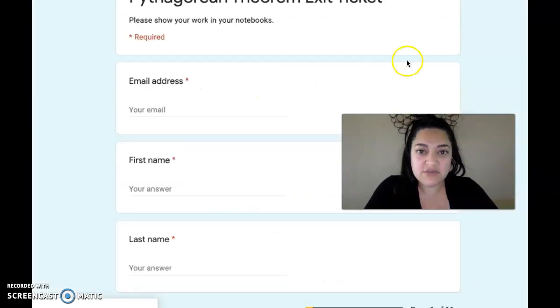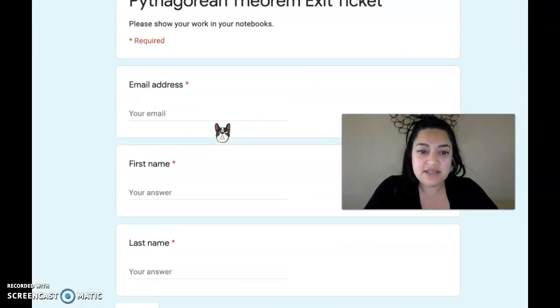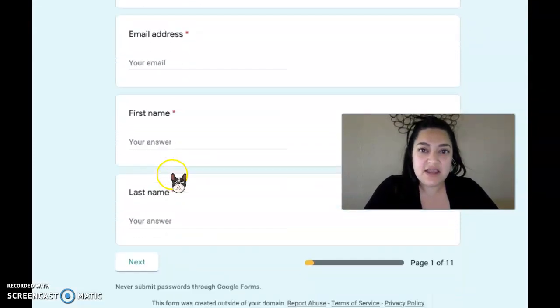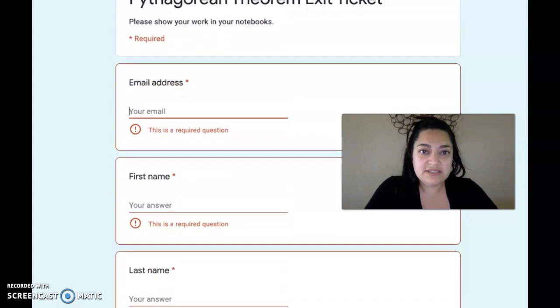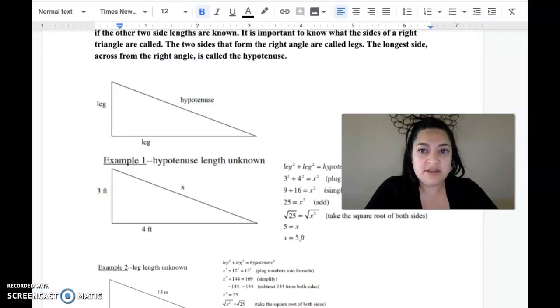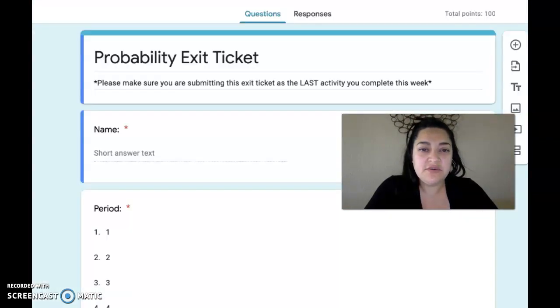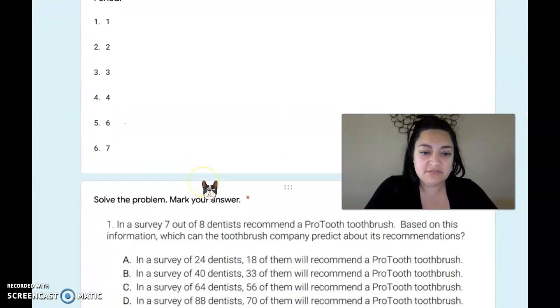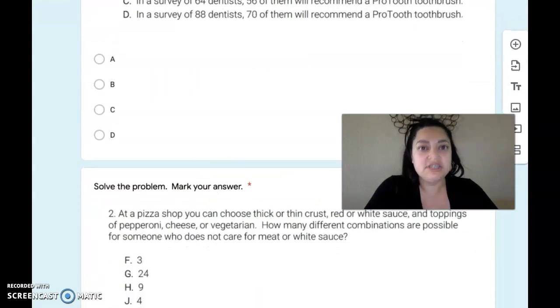Your assignment for the week is going to be a Google form. This is what it looks like. It won't let me show you what it's going to look like, but this is the one I made for 7th grade, and it's going to be similar. So you're just going to go through and answer the questions, but make sure you use those Pythagorean theorem notes, because that's what's going to help you figure out the answers.